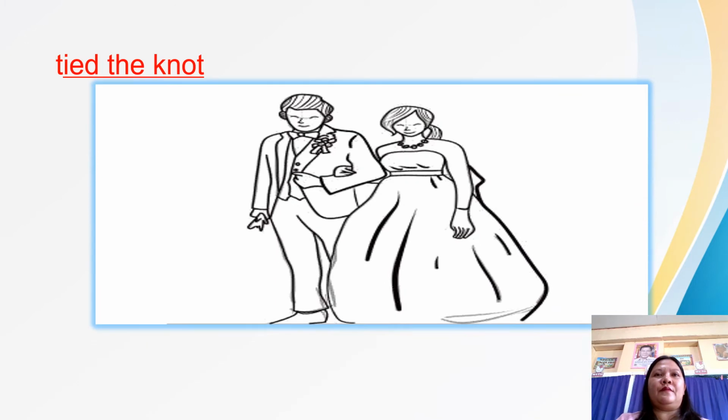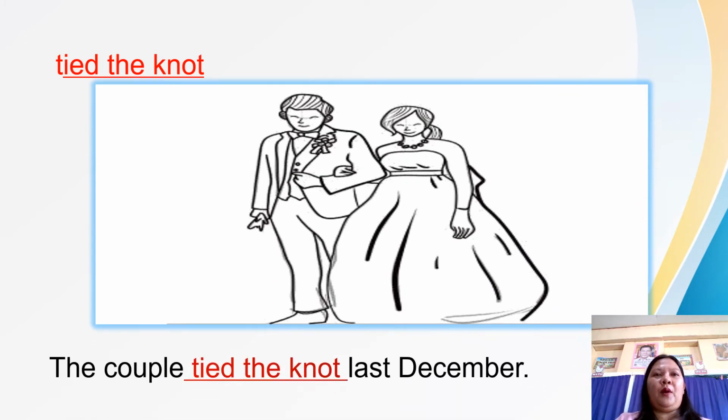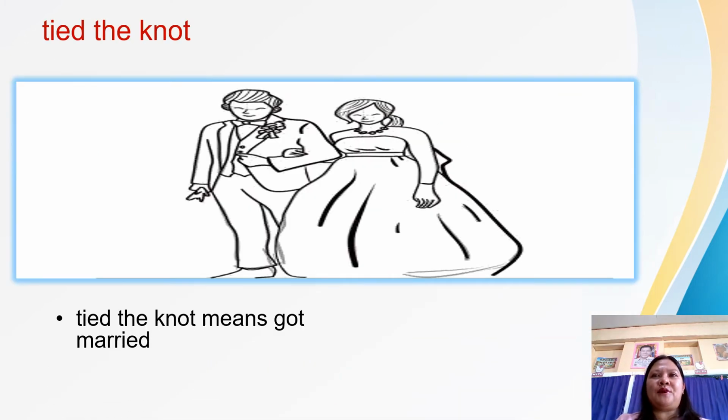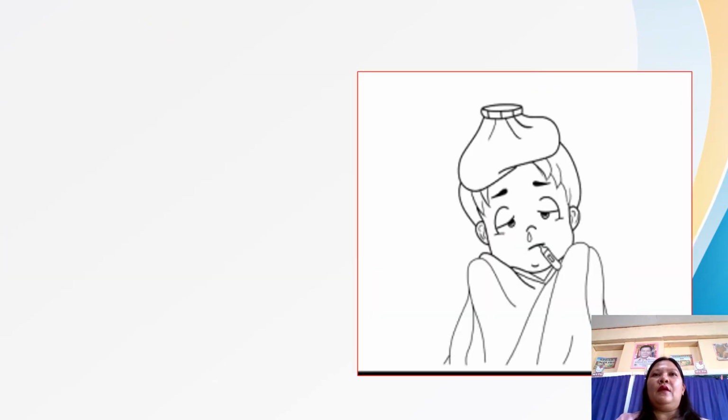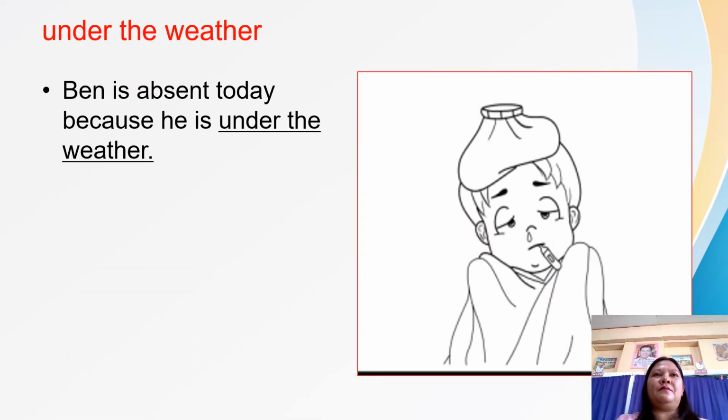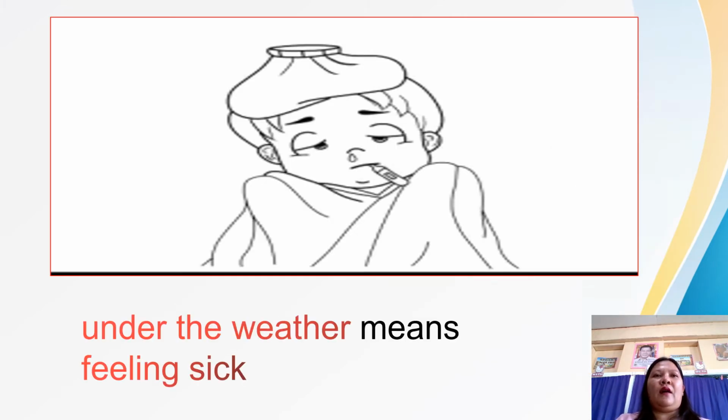Number 2 is tie the knot. The couple tied the knot last December. Tie the knot means got married. Number 3 is under the weather. Ben is absent today because he is under the weather. Under the weather means feeling sick.